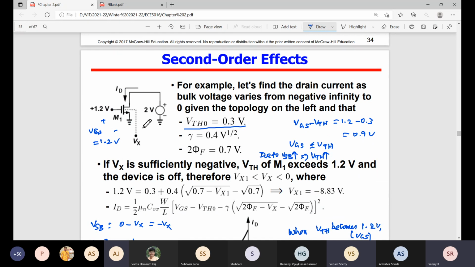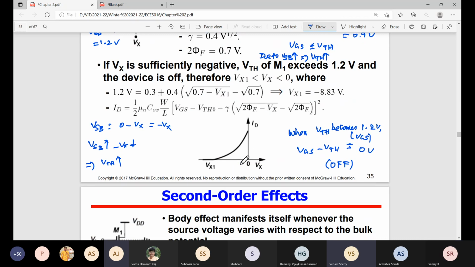What is the purpose of the gate? To make the transistor on or off. That's what you study in digital. So by applying the gate voltage, you make the transistor on or off. Similarly, using the body terminal also, we can make the transistor on or off. That's what is called the back gate. Gate terminal, body terminal, it is also called the back gate. So the effect is called the back gate effect. I hope you understand this.